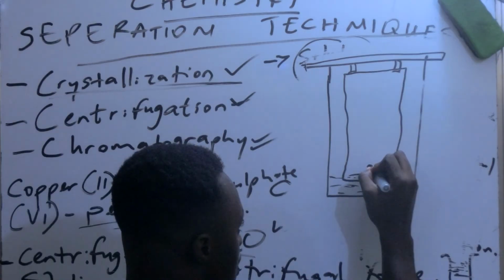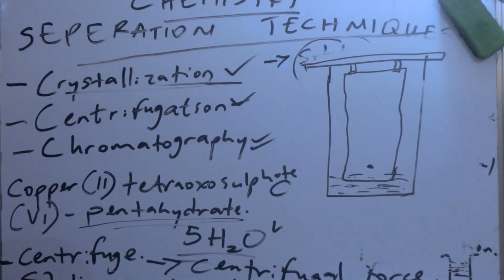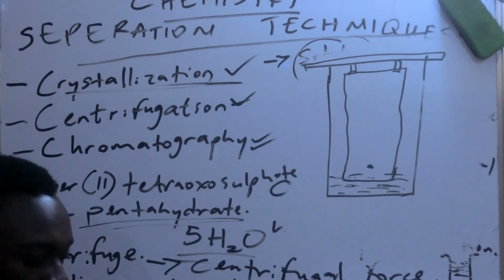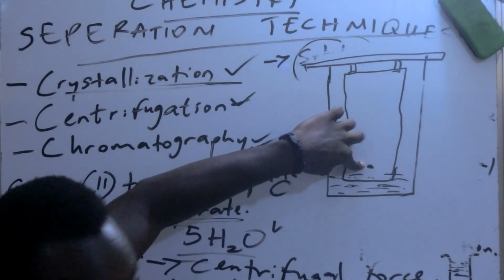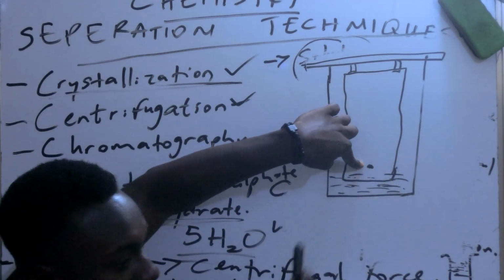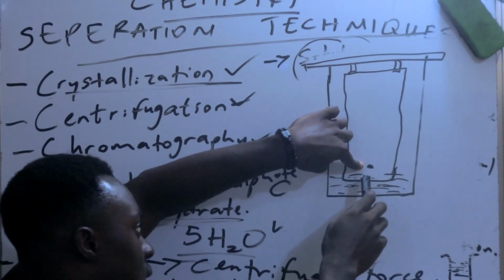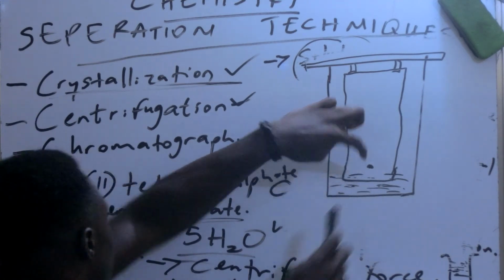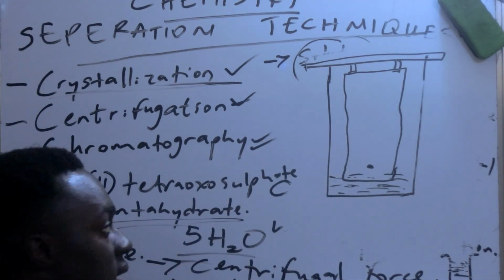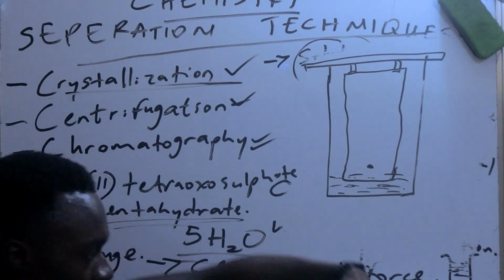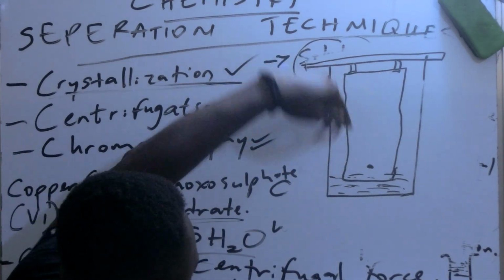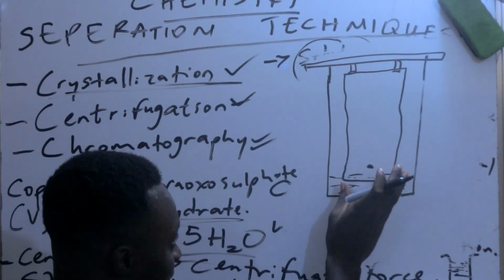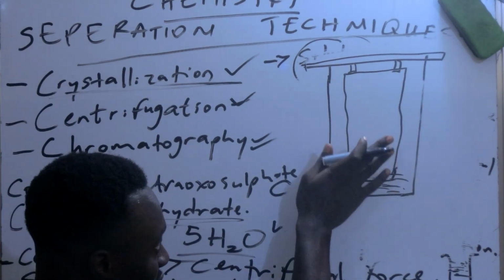It's just above the level of the mobile phase. If you dip this now, it's touching the liquid phase, right? So the spot of ink that you want to separate is placed on the stationary phase on the paper, and then it's lowered just above the level of the mobile phase. Now what happens is that as you put the stationary phase with your mixture within, the solvent or the mobile phase will start ascending upwards.